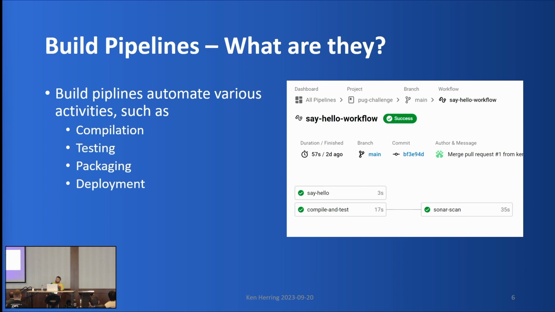So these are all activities that could take place in a build pipeline. They don't all have to. For example, we're not going to get to deployment or packaging today. I'll talk about where those can fit in. And even at my current company, we don't deploy from our build pipelines. Certainly it's on our roadmap of things to add. But basically, build pipelines are activity automation.